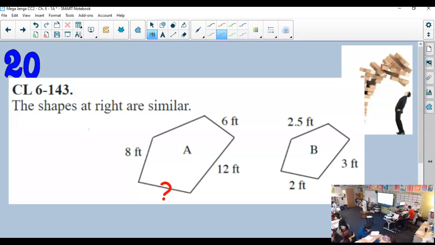On your paper, 143, A says what's the scale factor? That's not really what this is asking. This is asking solve the question mark. But to solve the question mark, you gotta solve the scale factor. Aiden's team, we'll go like 1 minute if you even need that long. And if you get this one done, you can go ahead and look at other problems on the worksheet. Make sure we're looking at sides that actually correspond with each other. Match up.